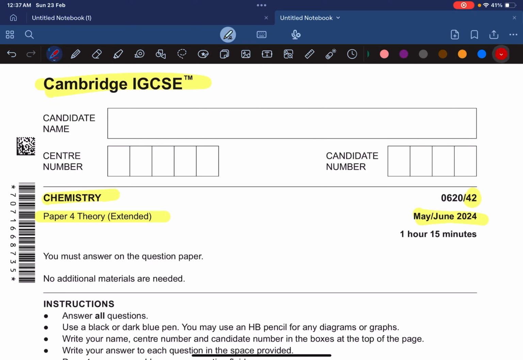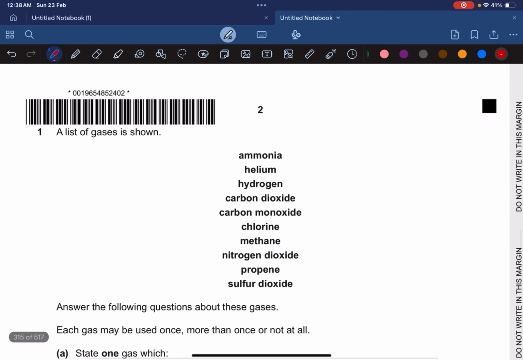If you guys are doing O-Levels, this video is really going to be helpful for you as well, because after the recent syllabus updates, the Cambridge IGCSE syllabus and the Cambridge O-Level syllabus are exactly the same. So these papers are going to help you practice. Let's get started with the first question.